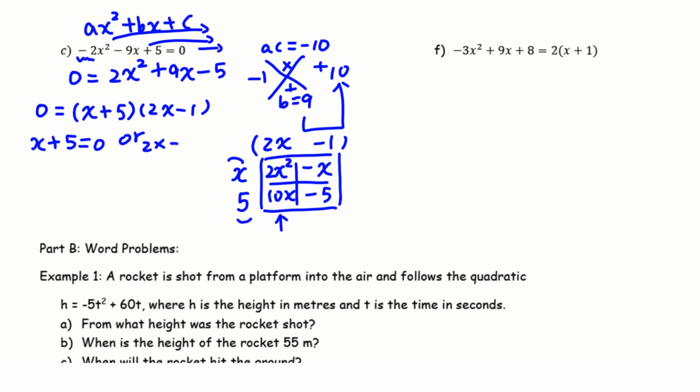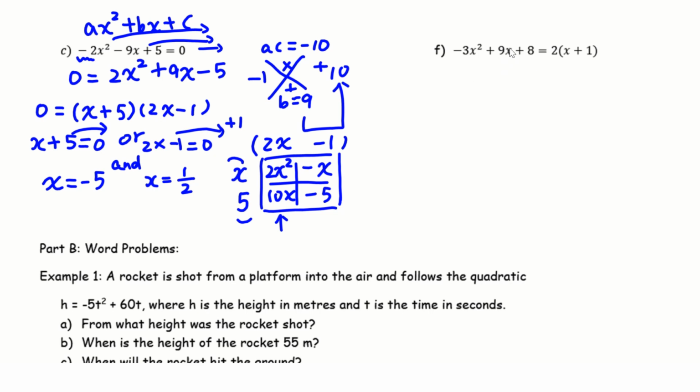2x minus 1 equals 0. So move the positive 5 to the other side, giving you the opposite of positive 5, which is negative 5. And this one, move the negative 1 to the other side, then move the 2 to the other side, you will have 1 over 2. So this is an x-intercept.